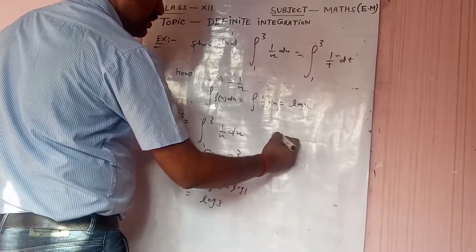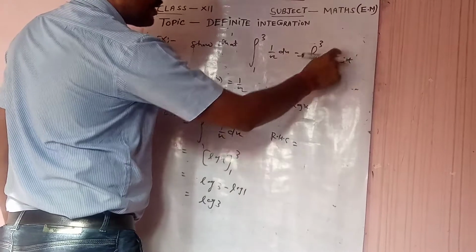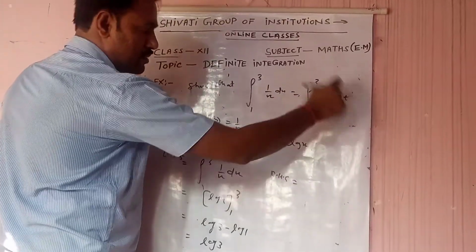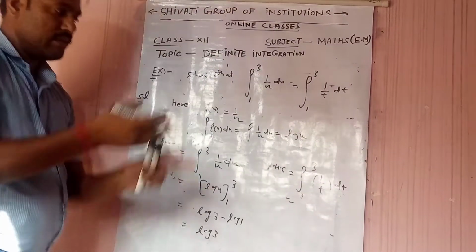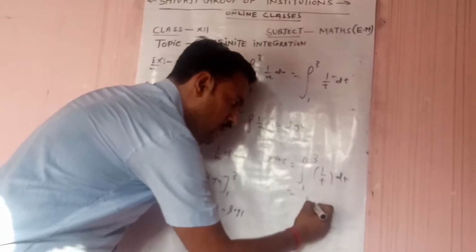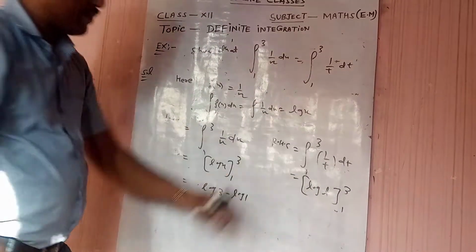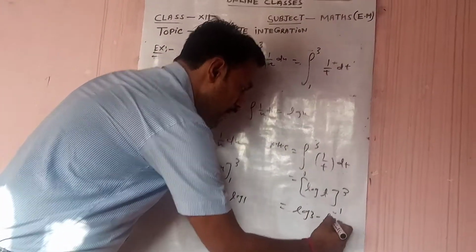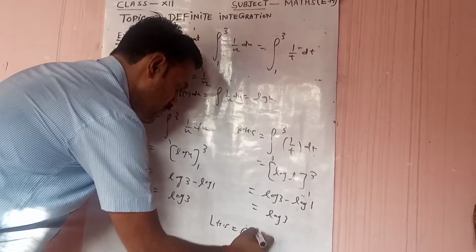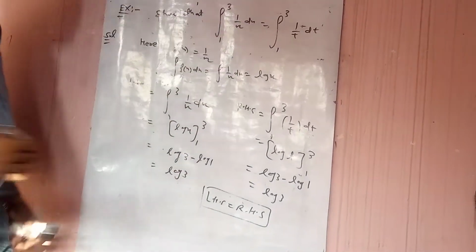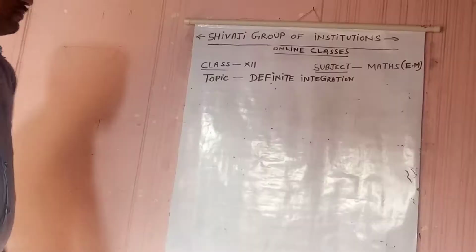Now take RHS. So RHS, students, only the variable is changed. You can see that the limit is the same and the function is the same, but the variable is only changed, x to t. So this is RHS, 1 upon t dt, students. This is log t, and apply the limit. Firstly apply the upper limit. This gives log 3 minus log 1. So this is log 3. So LHS equals RHS. So students, you see how we apply property number 1 in definite integration.